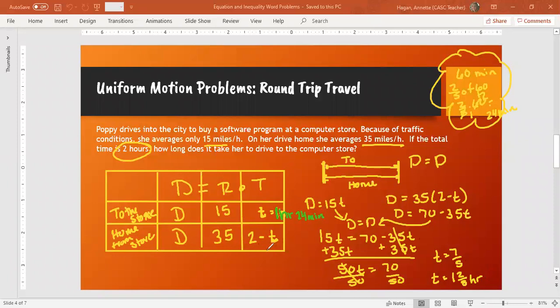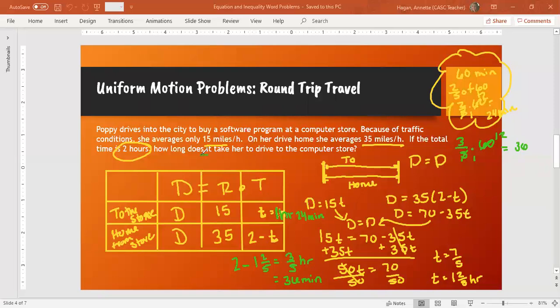All right. The drive home is going to be 2 minus 1 2/5 hours, or 1 hour and 24 minutes. You can do it either way. You can leave it as a fraction or change it to minutes. I'm going to leave it as a fraction for this part. So 2 minus 1 2/5 is just 3/5. 3/5 of an hour in minutes is 3/5 times 60, which gives me 36. So it took her 36 minutes to get home. It took her 1 hour and 24 minutes to get there because of traffic and 36 minutes to get home.